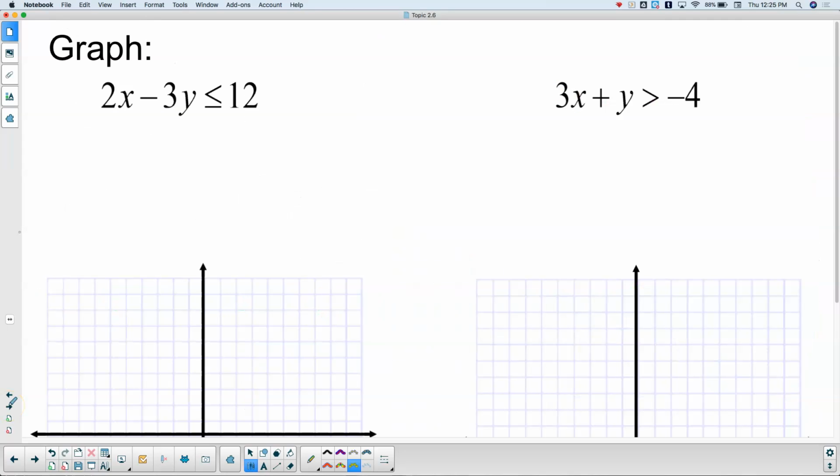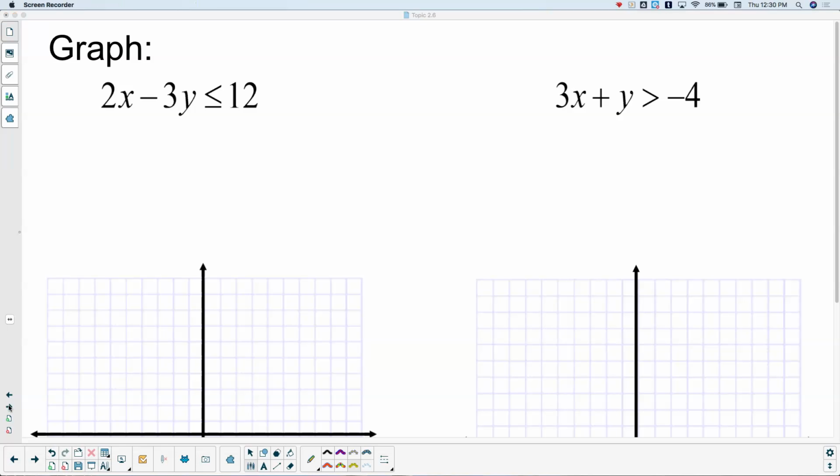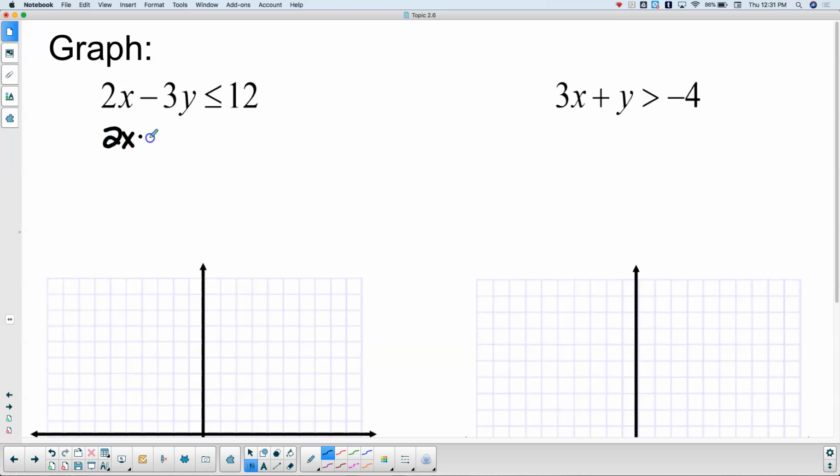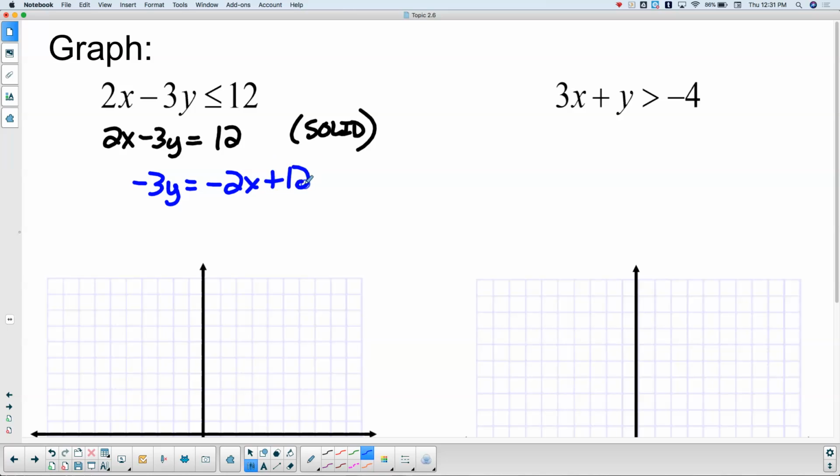So what I want you to do is graph those two. Try those two. Okay. So again, we're thinking of this as 2x minus 3y equals 12. And I'm going to go with a solid line. So then I would say that this would be negative 3y equals negative 2x plus 12. Y equals positive 2/3 x minus 4.